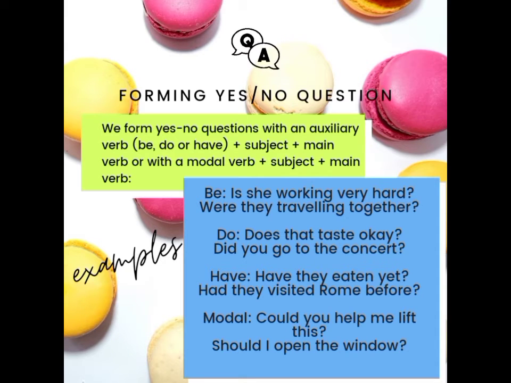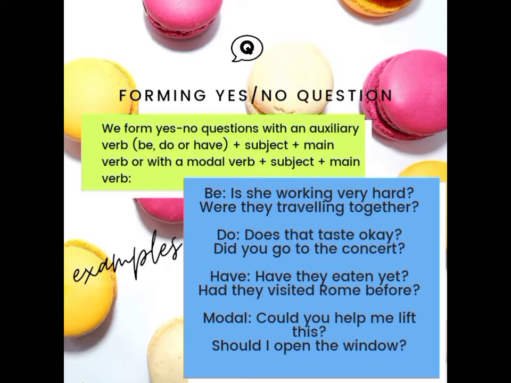Nah, kita bisa membuatnya dengan menggunakan auxiliary verb yaitu be, do, or have ditambah subjeknya baru ditambah kata kerja utamanya. Atau bisa juga dengan modal verb, kata kerja modal ditambah subjek ditambah kata kerja utamanya. Ini dia beberapa contohnya. Contoh yang pertama menggunakan be.